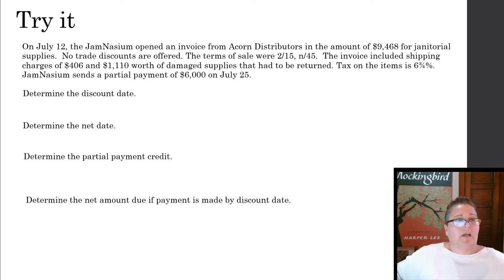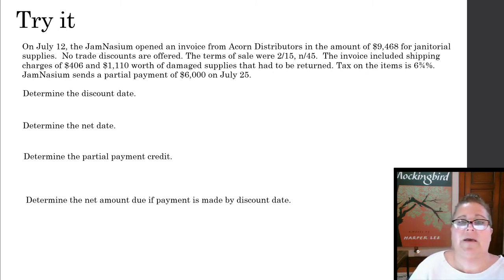Here we go. On July 12th, the gymnasium opened an invoice from Acorn Distributors in the amount of $9,468 for janitorial supplies. Toilet paper is expensive these days. No trade discounts are offered. One thing we don't have to do. Terms of sale were 2/15, n/45. The invoice included shipping charges of $406 and $1,110 worth of damaged supplies had to be returned. Tax on the items is 6 3/4%. Gymnasium sends a partial payment of $6,000 on July 25th.